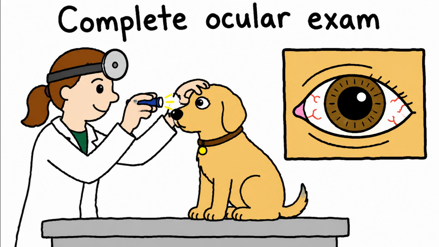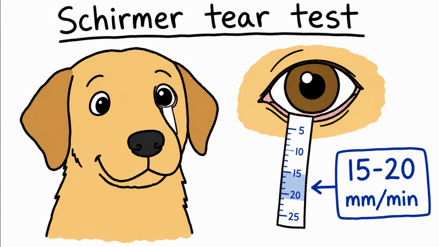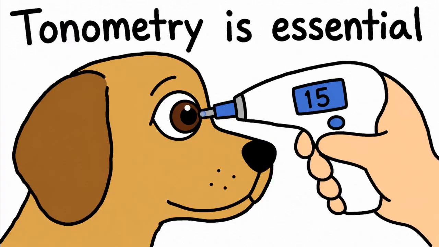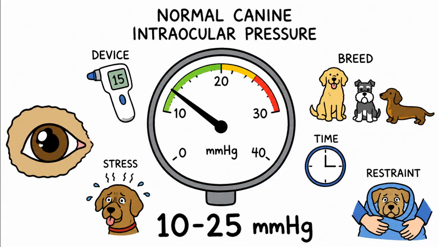Diagnostics begin with a complete ocular examination. A normal Schirmer tear test in dogs is generally around 15 to 20 millimeters of wetting per minute. Fluorescein staining should be negative unless a corneal ulcer is present, and it must be performed before topical corticosteroids are prescribed. Tonometry is essential. Normal canine intraocular pressure is commonly around 10 to 25 millimeters of mercury, although the device, breed, time of day, stress, and restraint technique affect the result.